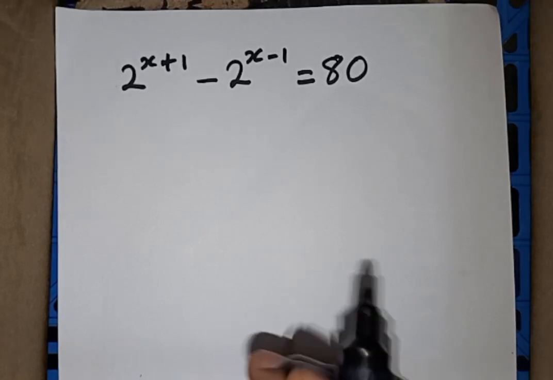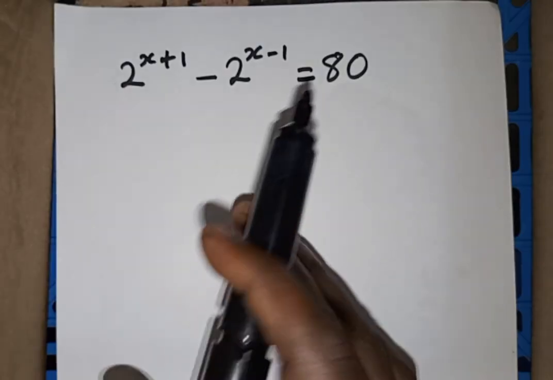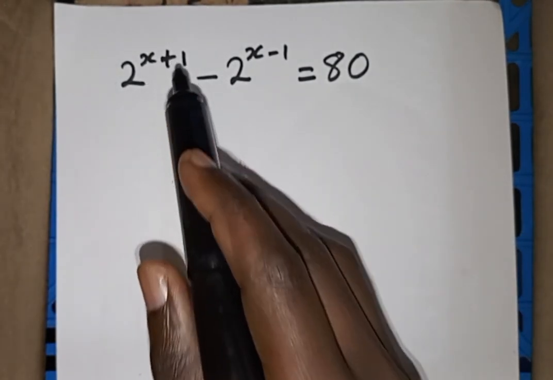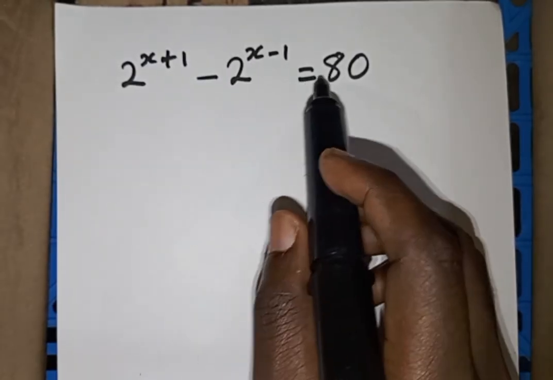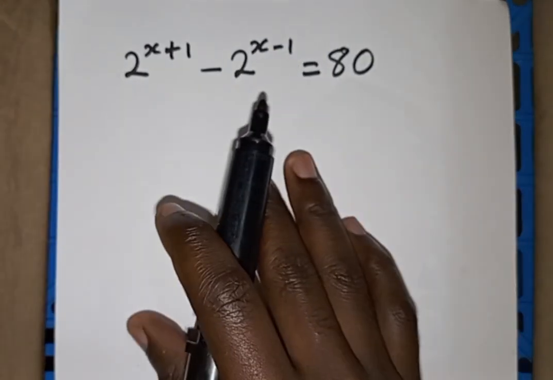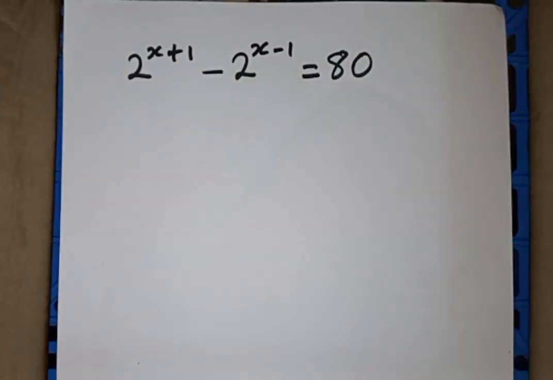Welcome to another video. Today we have an interesting exponential equation: 2 raised to the x plus 1 minus 2 raised to the x minus 1 is equal to 80. This is positive and this is negative. You're required to find the value of x which satisfies this particular equation.